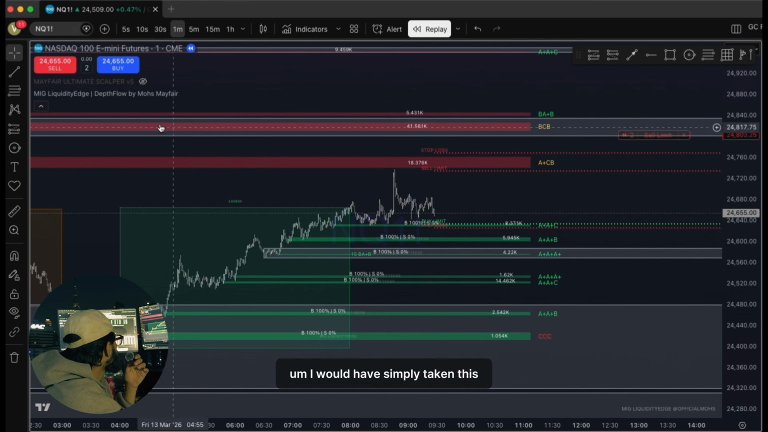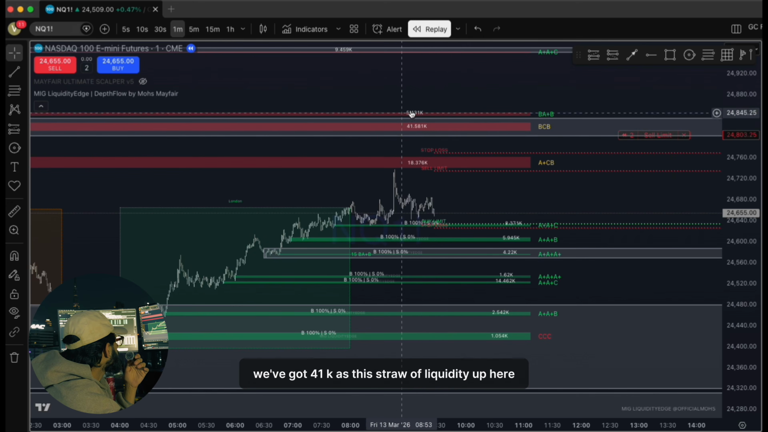I would have simply taken this. This is clearly a 15-minute. We've got 41k as this draw of liquidity up here.